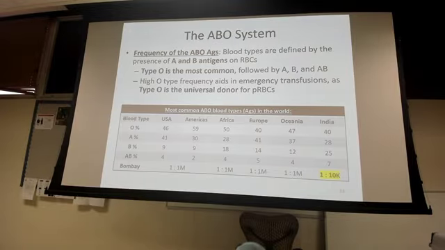All right, so here's the frequency of ABO antigens. So type O is the most common, right? And type O is the universal what? Universal donor. Who's the universal recipient? Yeah.